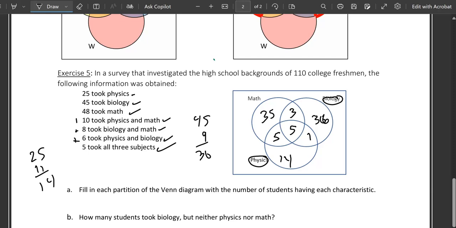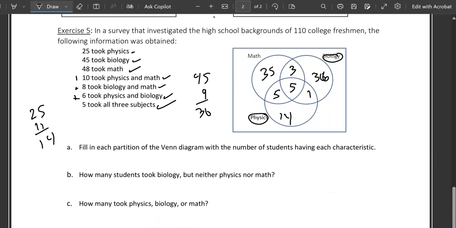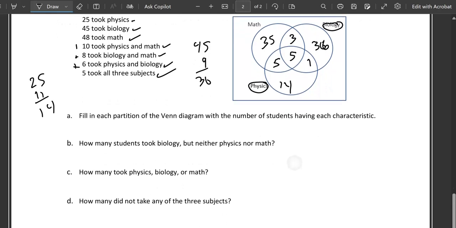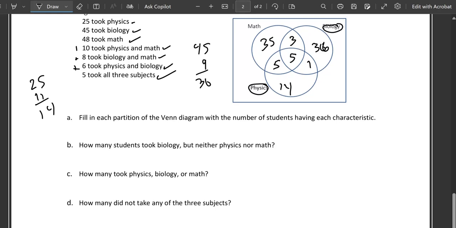Did I leave anything out? Let's see, fill in the pattern. How many students took biology but neither physics nor math? I'm going to let you guys answer this. Let me look at this. How many did not take any of the three? Here, let me do this one for you. But I'd like to see you guys do these three here. Okay, so those are for you.